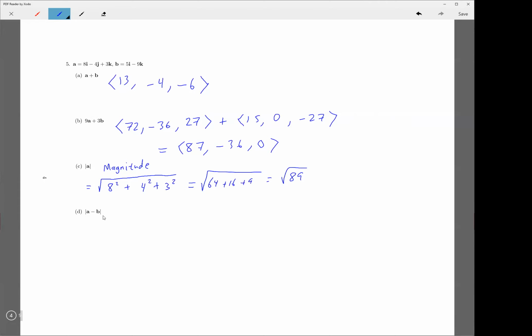And this one's kind of interesting. You're going to take the difference of the two vectors. So a minus b, so this minus that one. So 8 minus 5 is 3. And then negative 4 minus 0 is negative 4. And then 3 plus 9 is 12. Okay, so you do this minus first, and then you calculate the magnitude.